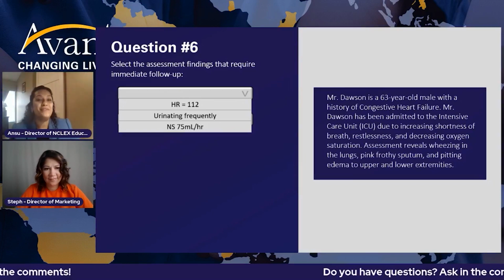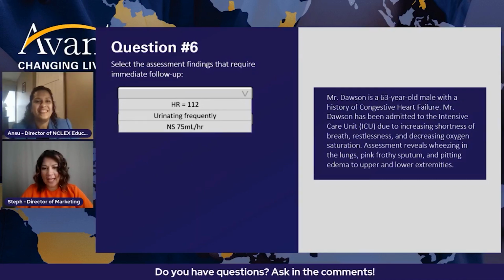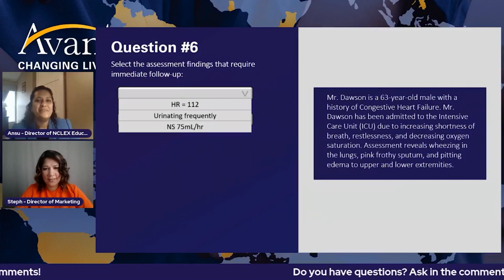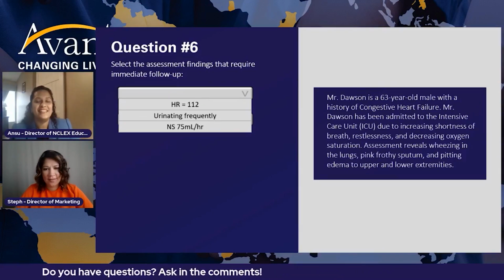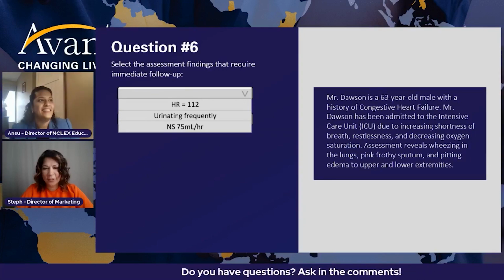I'm still waiting for one more answer. HR is high. That's what we got. Okay. Anyone else? NS 75. All right. HR and urinating frequently. Dehydration, heart rate.